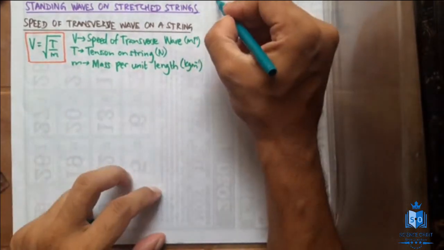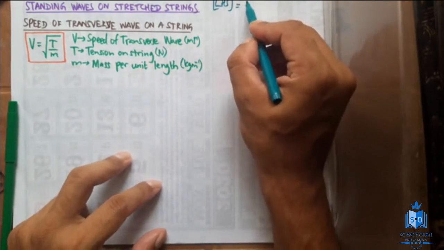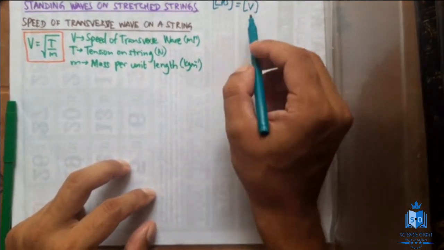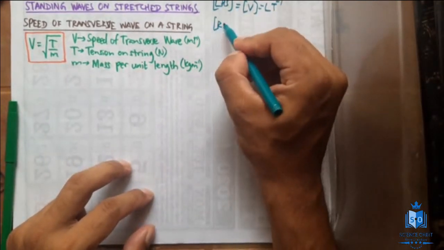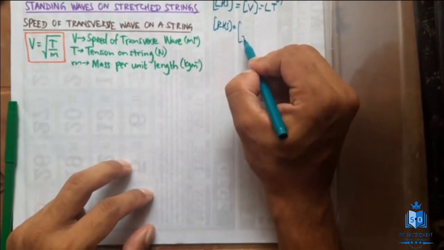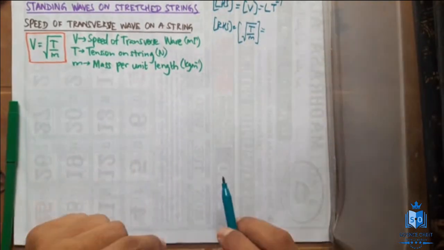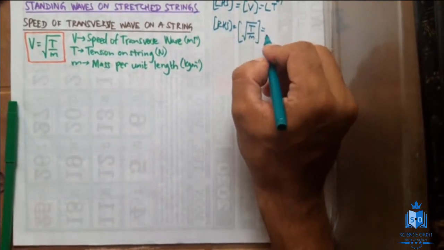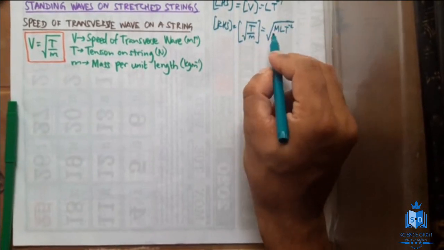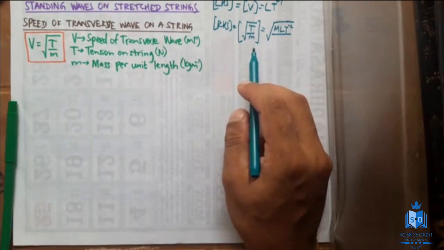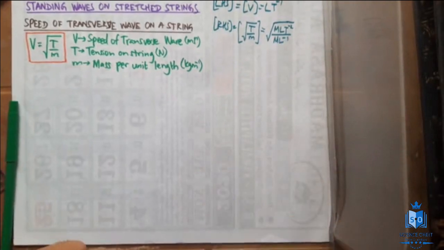So, let us start. The dimensions of the left hand side, LHS, are equal to the dimensions of speed. So, what are the dimensions of speed? It is L T^-1, good. The dimensions of the right hand side are equal to the dimensions of square root of T over mu. And what are the dimensions of T? That is tensile force. So, it is square root of M L T^-2 over mu, which is mass per unit length, that is mass over length. So, that is going to be M L^-1.